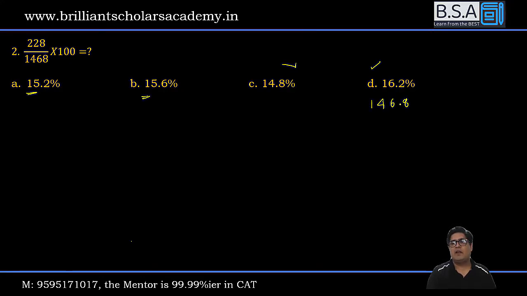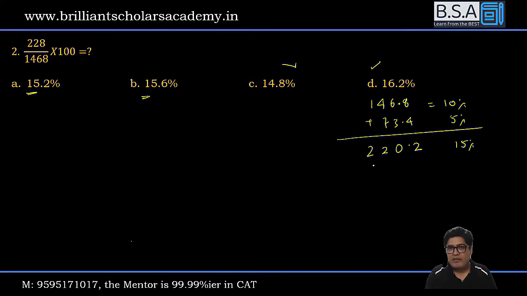1468. Put one decimal. That is 10%. What is 5%? Half of this. 73.4. Addition of both is 15%. What is 15%? 12 carried over 1, 0 carried over 1, 12 carried over 1. Observe, 15% is 220. 15% is 220. I need more than 220. So this answer option is gone.